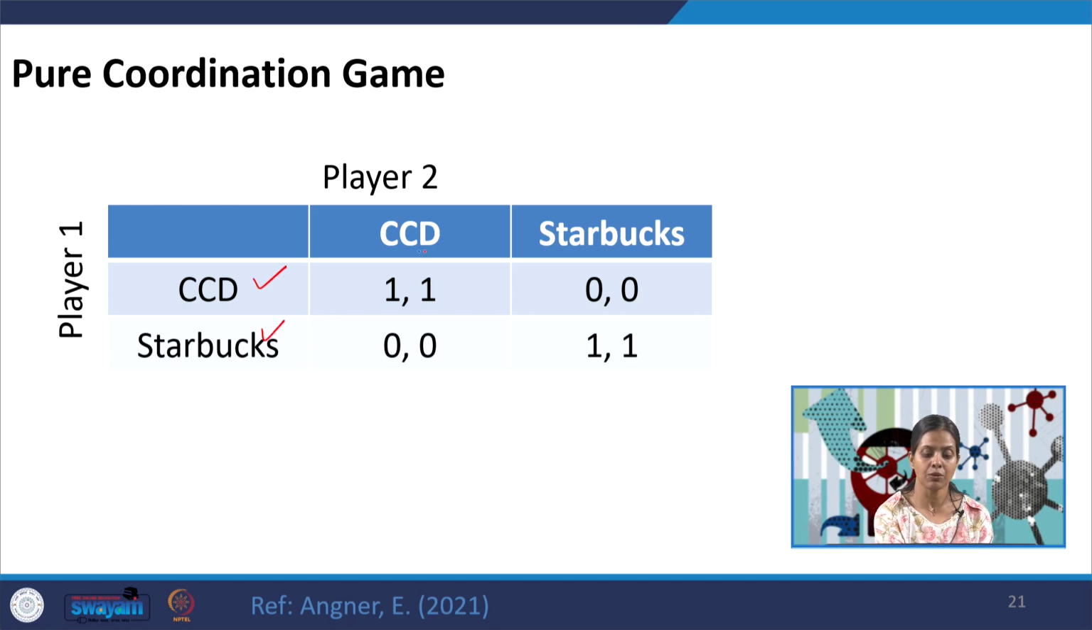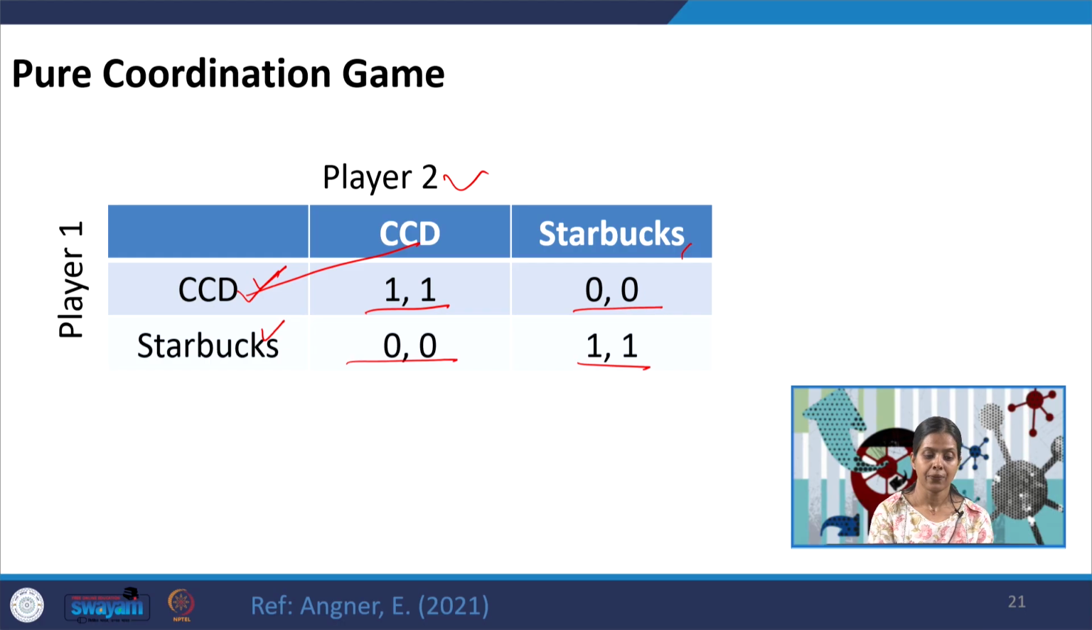If both of them go to CCD, then they get 1, 1. If both of them go to Starbucks, they get 1, 1. If one goes to CCD and the other goes to Starbucks, then it is 0, 0, and similarly if one goes to Starbucks and the other goes to CCD, it is 0, 0. So, what is the Nash equilibrium in this case?